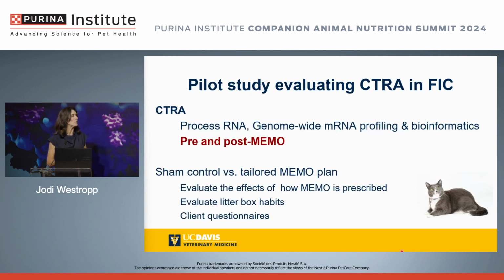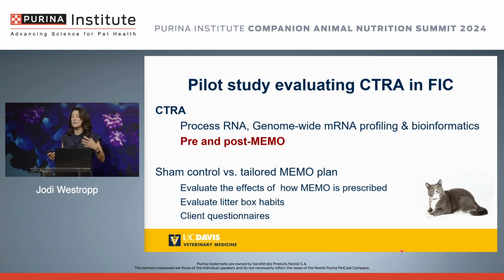We have a trial that we're going to open hopefully within the next month. It's funded, IACUC's approved, we're just getting the questionnaires done, where we're going to be evaluating the CTRA in cats with FIC. We will process the RNA, do genome-wide mRNA profiling, and then bioinformatics, both pre and post-memotherapy. We're doing 2 controls because I also wanted to look at how we should do memo, and I don't want to withhold therapy from a cat. So we're doing what we're calling a sham control and full memo.